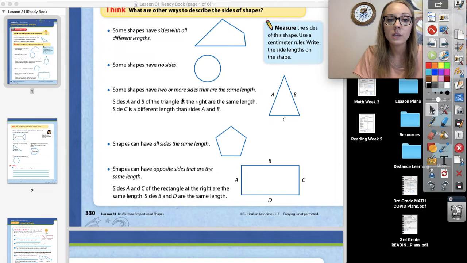Third set, some shapes have 2 or more sides that are the same length. So it says sides A and B of the triangle at right are the same length. So if you look right here, we've got a highlighter, sides A and B, those two sides are the same length. If we took C down here on the bottom and lined it up with it, they would not match. So side C is a different length than sides A and B.